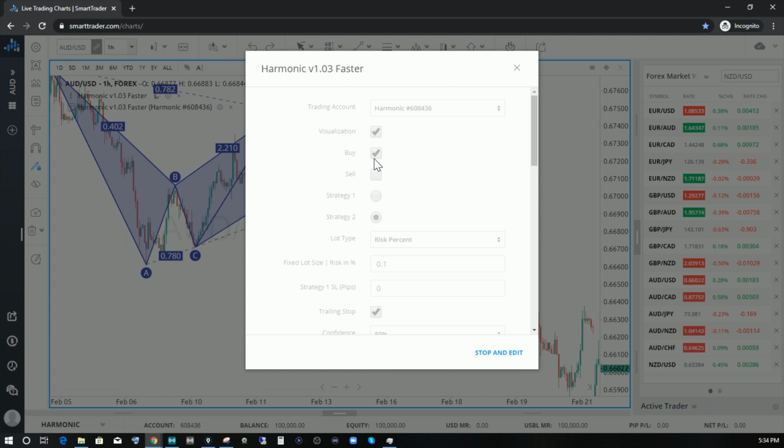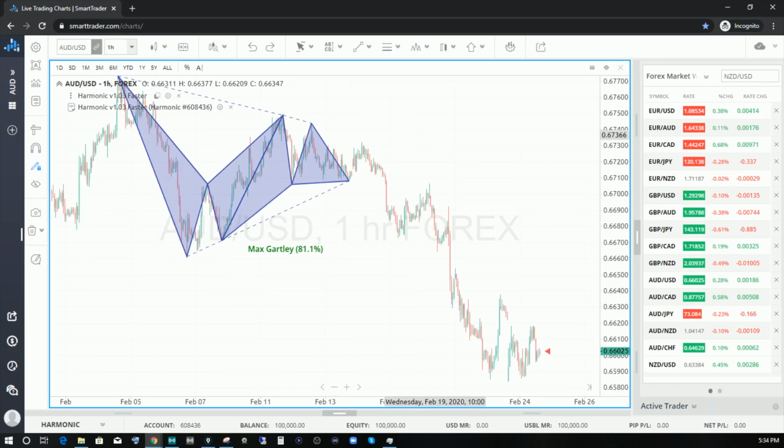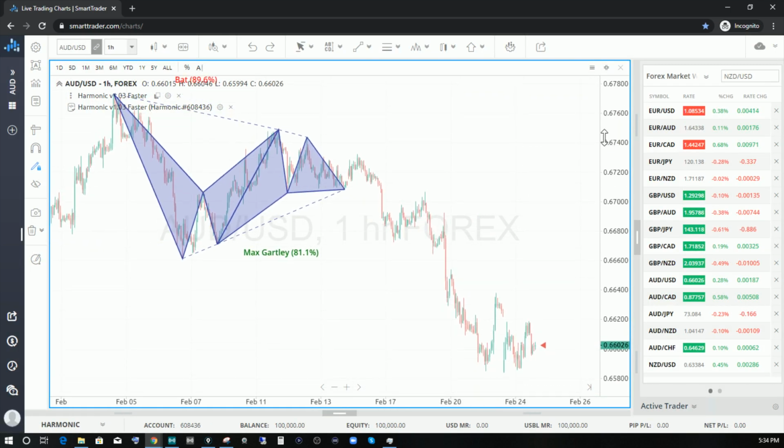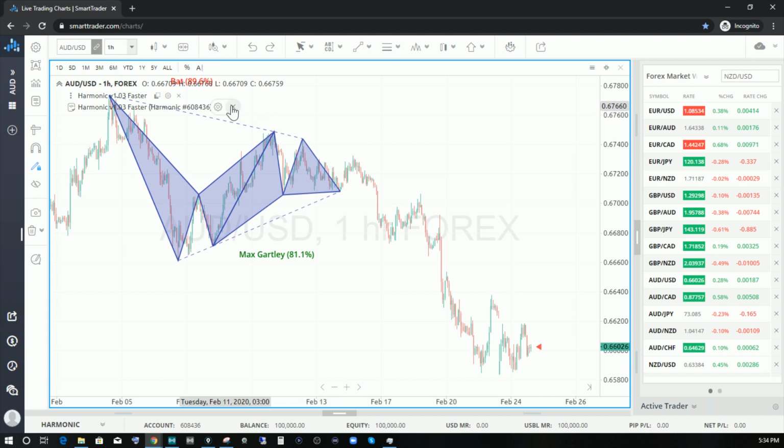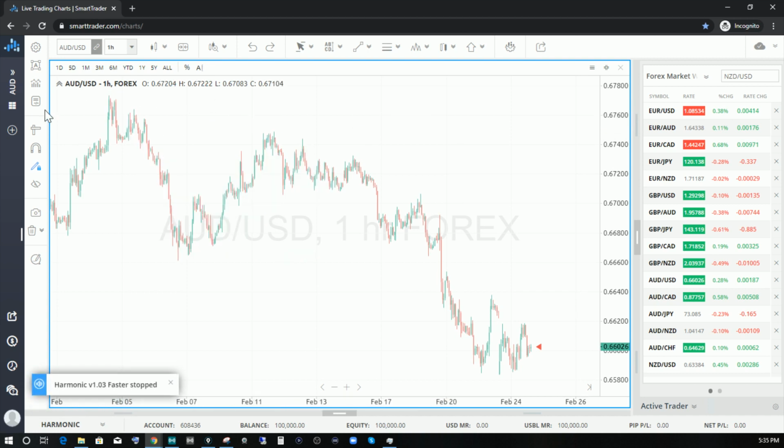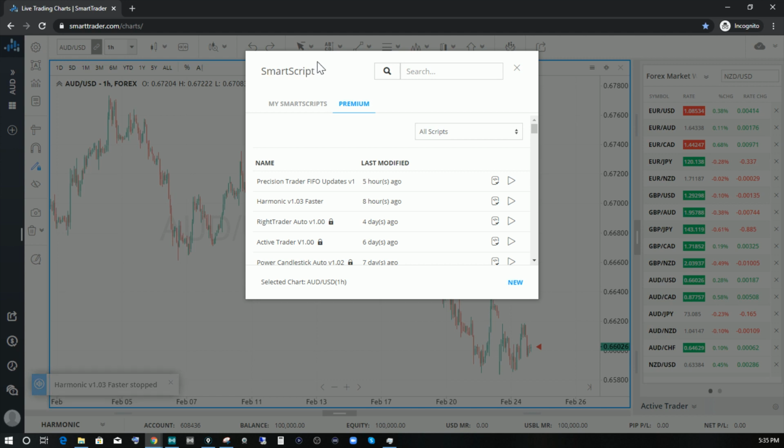All right, starting to get it? So buy only option right here, which means we are just going to be looking to buy only. Let me go through the breakdown of what this looks like. I'm going to kill the script right here and reload it again so you get the idea.